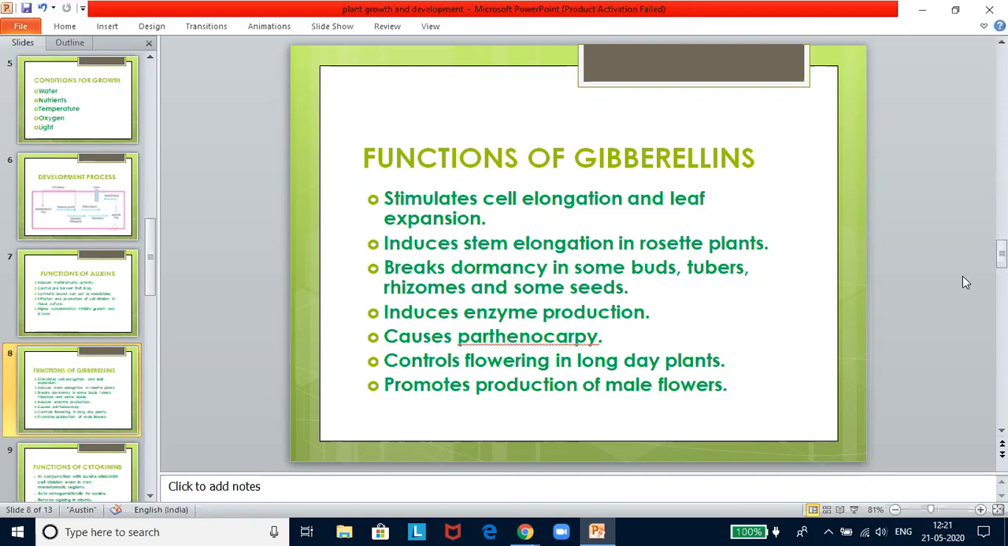In addition, they can substitute for the low temperature that biennials require before the initiation of flowering. If gibberellins are applied to biennials during their first year of growth, flowering occurs without exposure to a period of low temperature. These plants promote the production of male flowers in place of female flowers in monoecious plants such as cucurbits, or in genetically female plants such as cannabis. Now, for the bioassay of gibberellins, shoot elongation in some dwarf mutants and the barley endosperm test are used as bioassays.